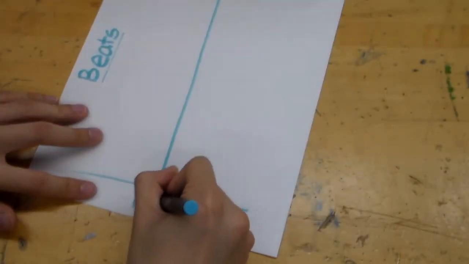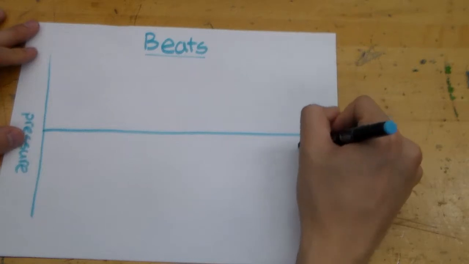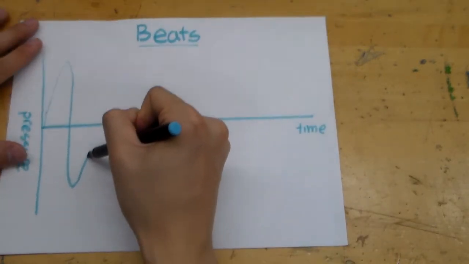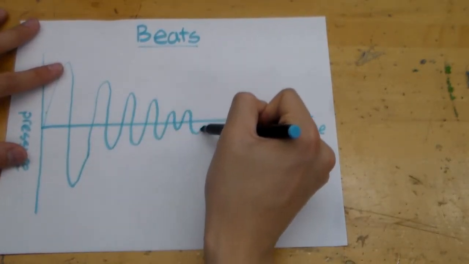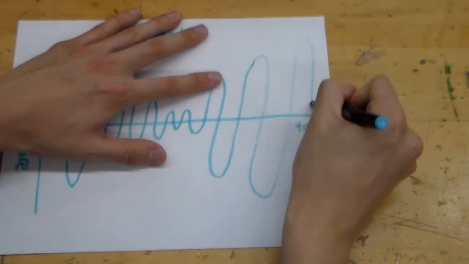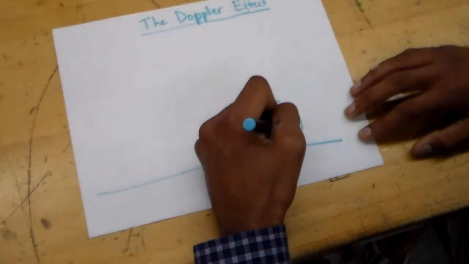Beats are periodic fluctuations heard in intensity when sound waves of similar frequencies interfere. Beats are associated with waves whose amplitude is changing from 0 to large amplitude.